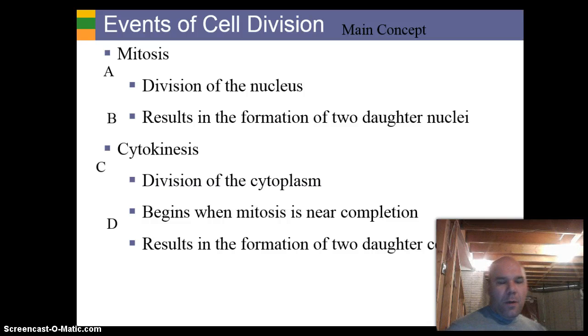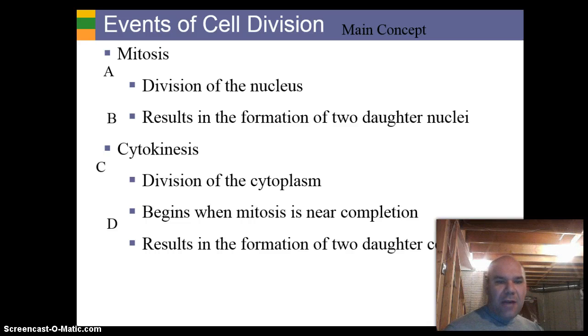Bubble B, we know this results in the formation of two daughter nuclei. And we should remember what nuclei are from our nucleus section. So bubble A and B deal with mitosis and the specifics associated with that. So when we're talking about mitosis in bubble A, we're talking about the division of the nucleus. And when that nucleus divides, you have the formation of two daughter nuclei.